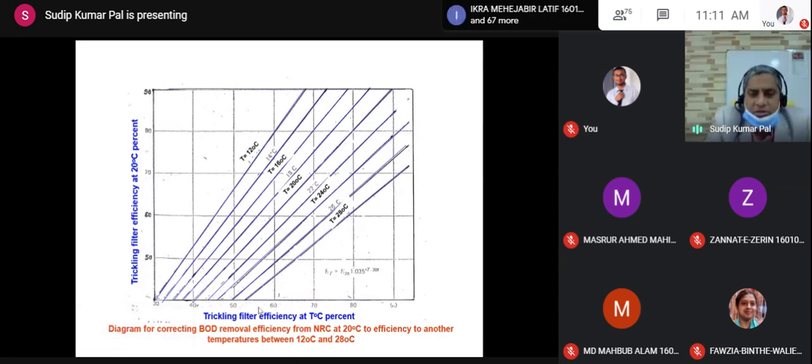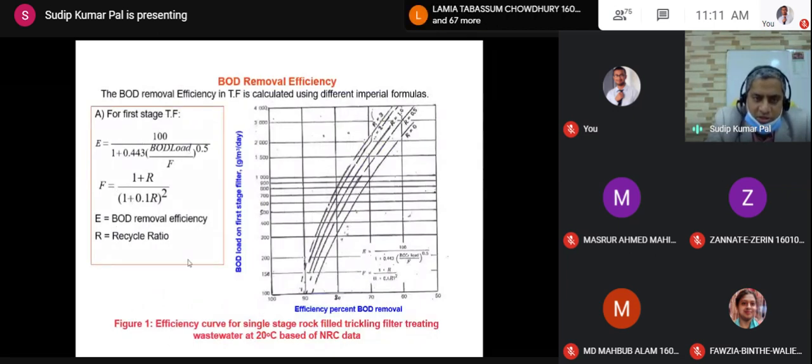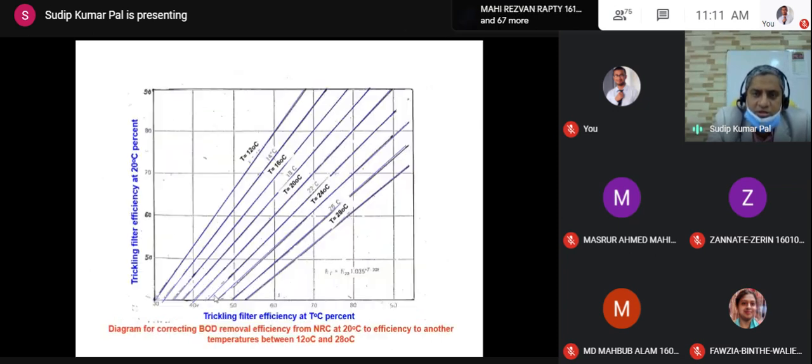Okay, so as you can see, this is depending on the relationship between correcting the BOD removal efficiency, because in the previous slide you can see this is for 20 degrees Celsius. Keep in mind, please take note, this is for 20 degrees. If it is not 20 degrees Celsius, then you have to correct it with the temperature correction. There is an equation available here. ET equals E20 times 1.035 to the power T minus 20. This sort of equation you have seen before also.